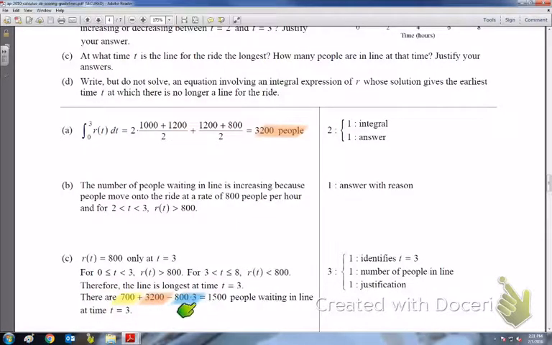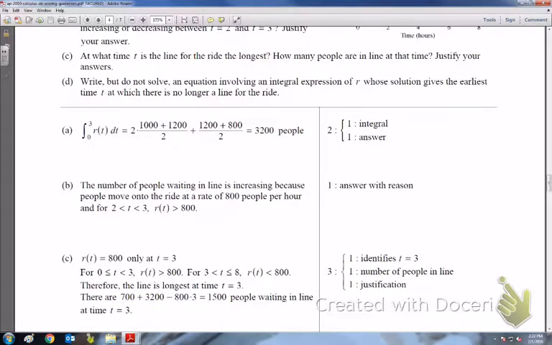And then the justification, again, is that because r of t is greater than 800 to the left of 3, and smaller than 800 to the right of 3, the breaking point here is 3. So again, that's worth 3 points.